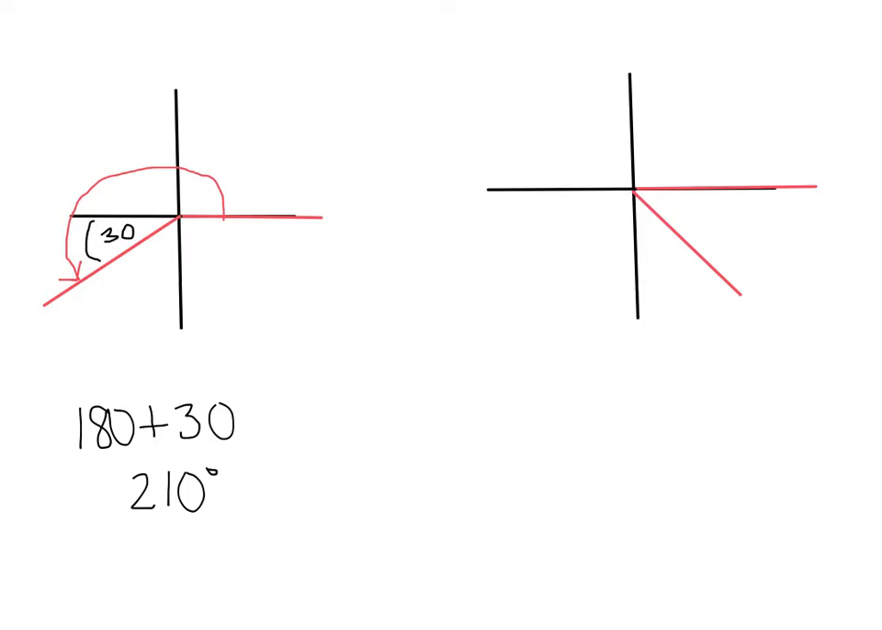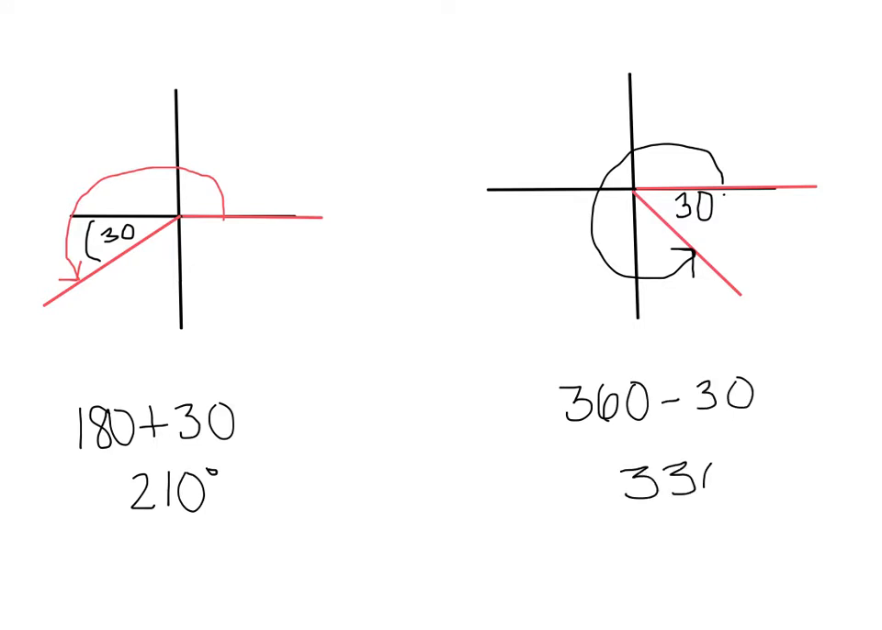Okay, how about we find an angle in quadrant 4? What if the reference angle is 30? My question is, what is this whole piece? Well, we know that the whole circle is 360, and if we subtract off that 30, we get 330. Therefore, this angle up here is 330 degrees.